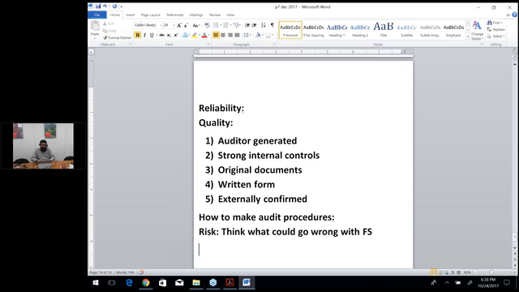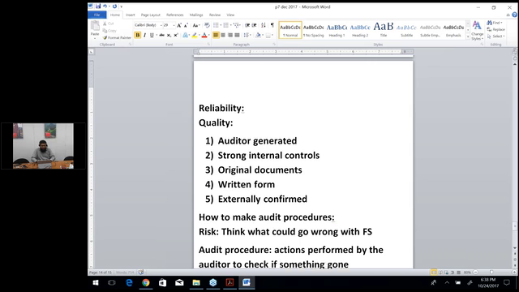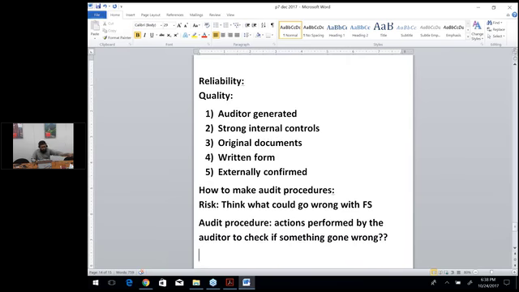In addition to this, the audit procedures are actions performed by the auditor to check if something has gone wrong. So you need to think what could go wrong with the financial statements. And once you have thought that, the procedures will guide you as to whether something is seriously wrong with the financials.